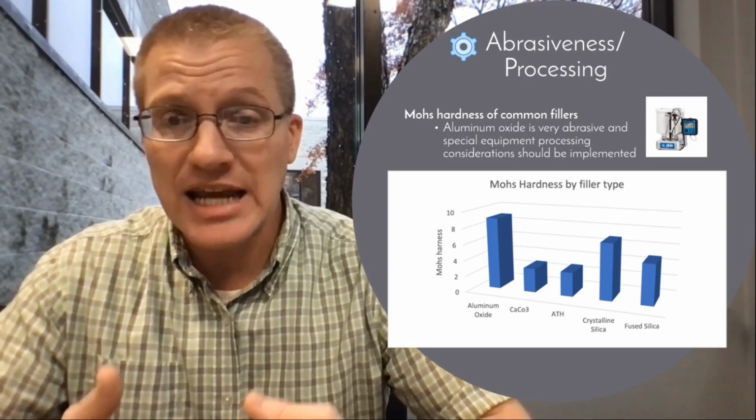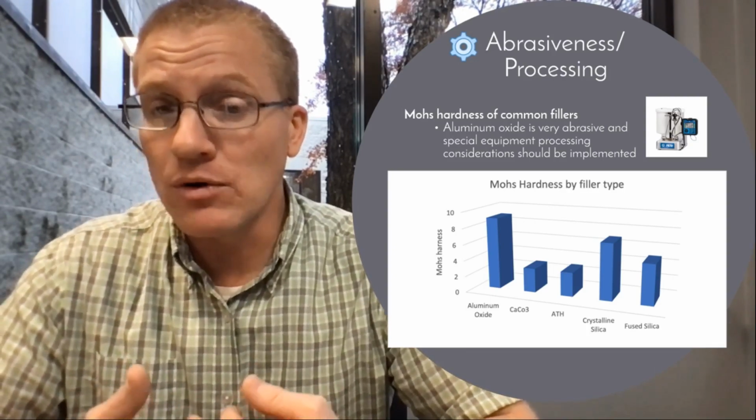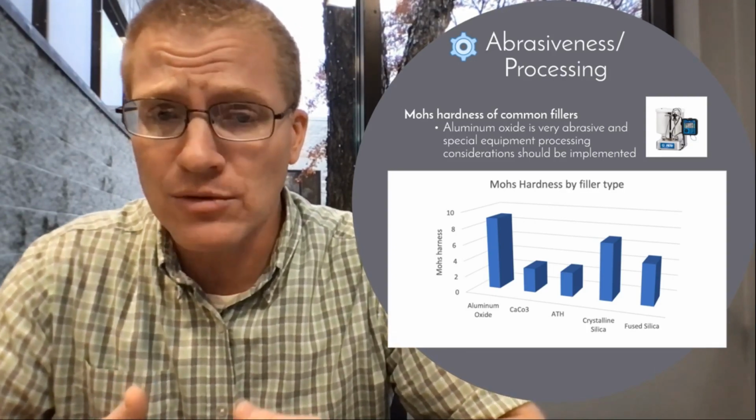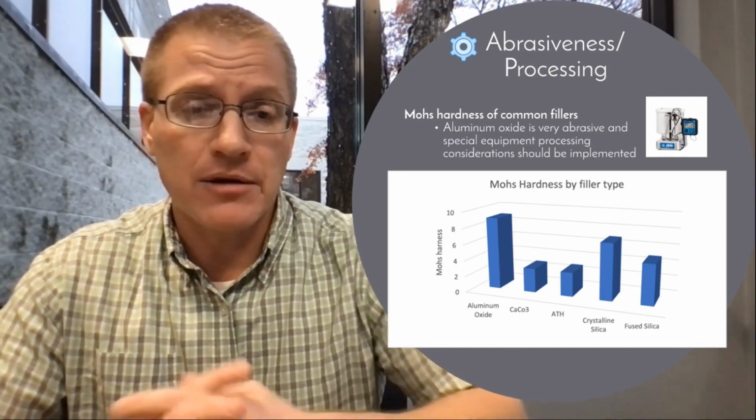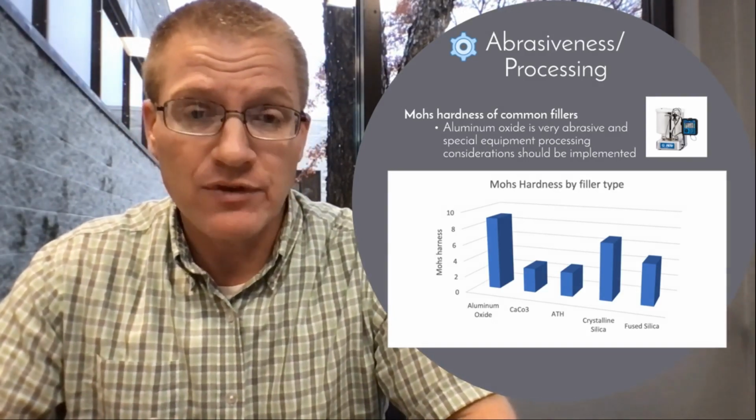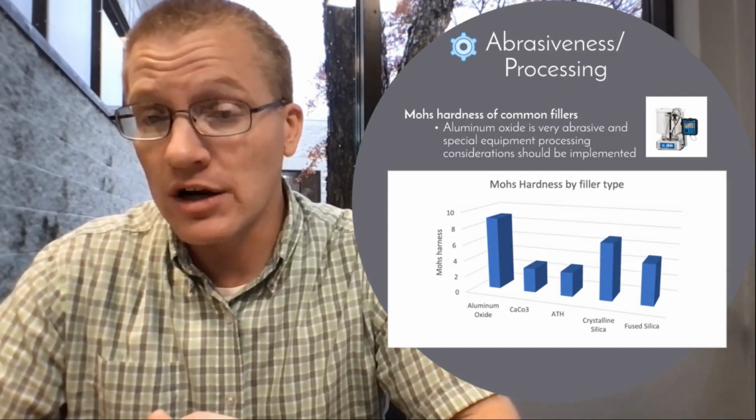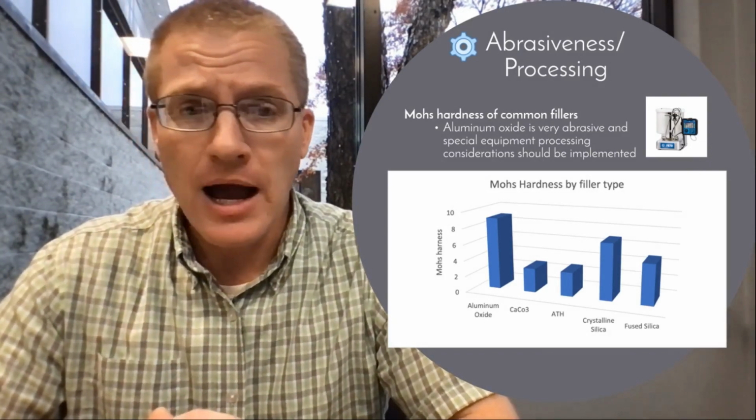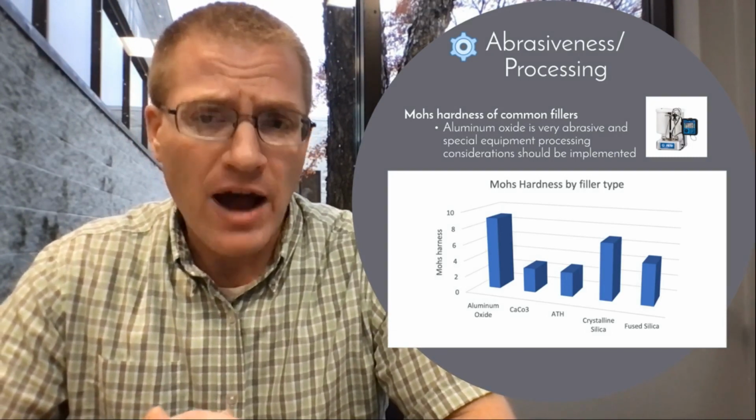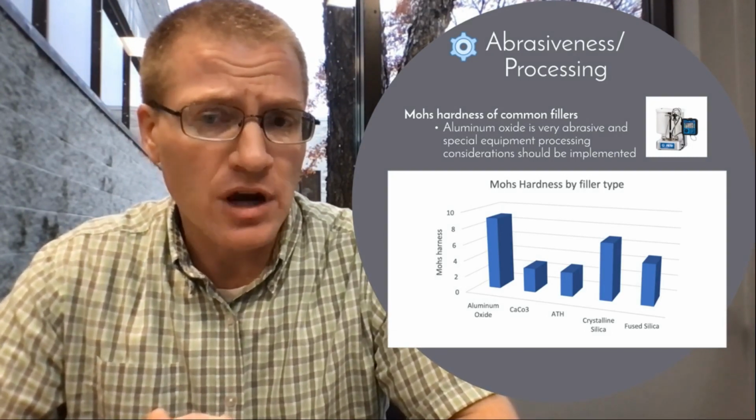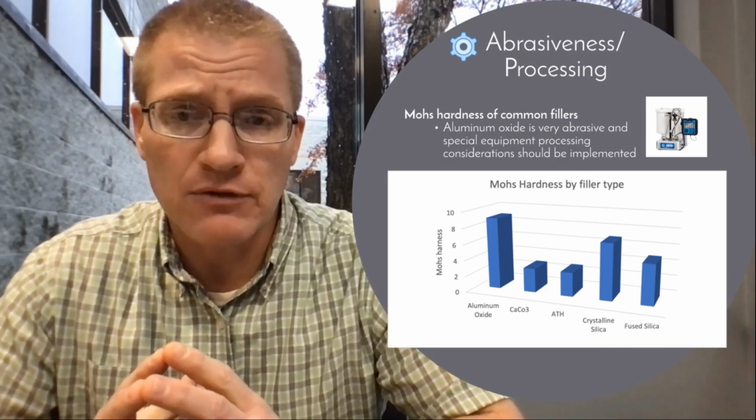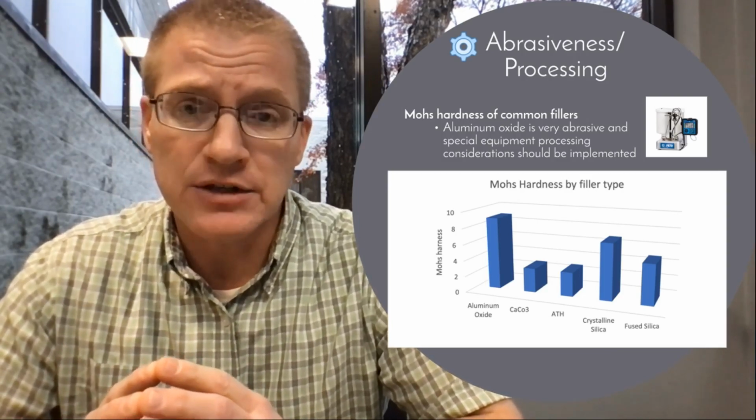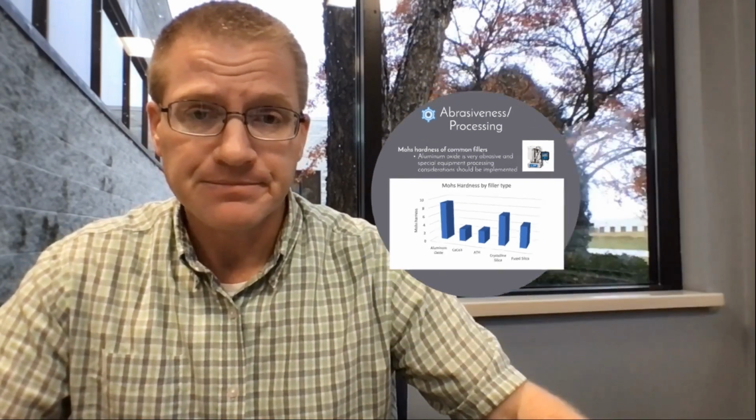So understanding that in most cases when you're looking at really high thermal conductivities, you're using aluminum oxide there on the left of that graph, which has a very high Mohs hardness, which means it's a very abrasive filler. Typically, anything over 5 to 6 on the Mohs hardness is going to be considered abrasive. So your meter mix and dispense equipment manufacturer is going to want to know that that's in your particular system.